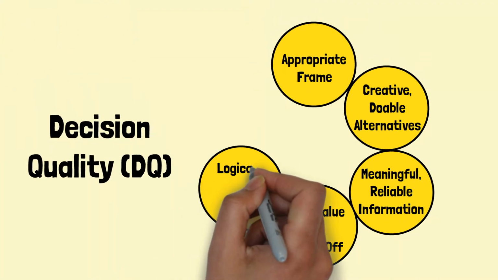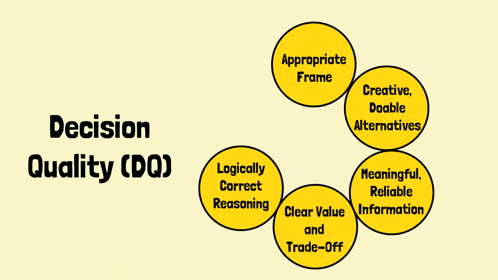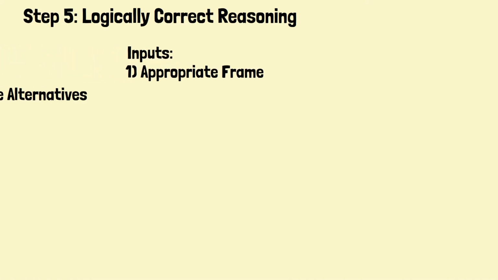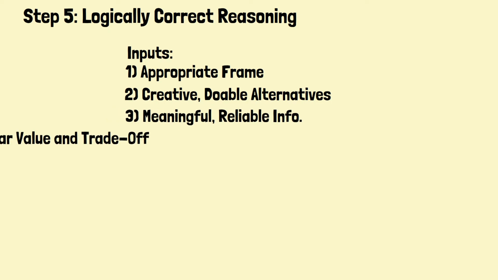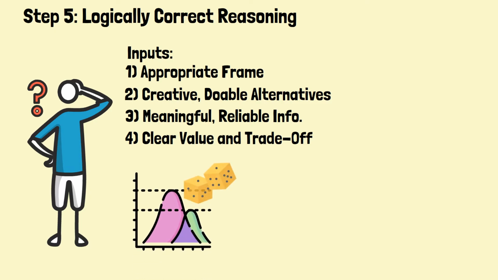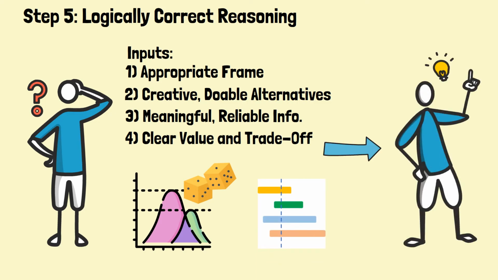Step 5. Logically correct reasoning. After completing steps number 1 to 4, we will use the information and outputs to assess and decide on the way forward. If there are very close competitors among the alternatives, we can use analytical tools, like probabilistic simulation and sensitivity analysis, to assist the decision-making process.